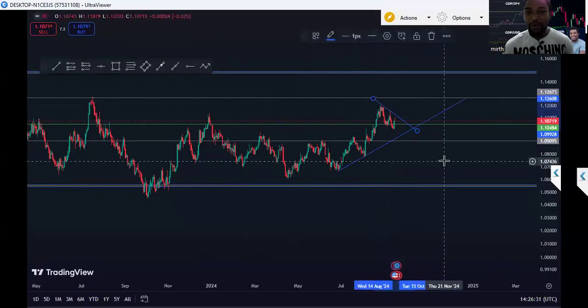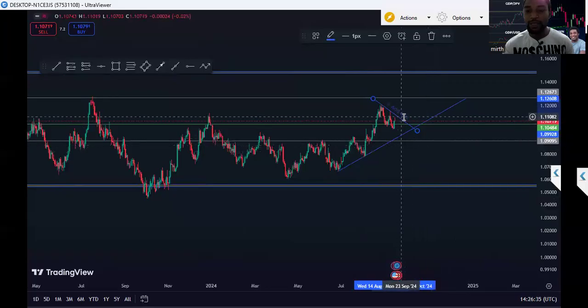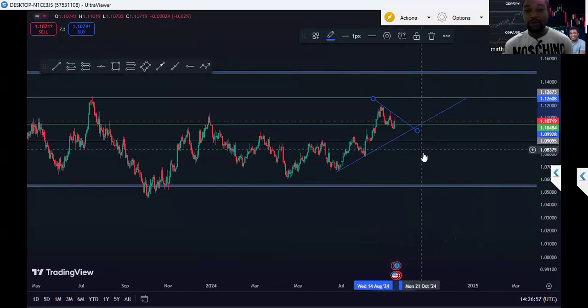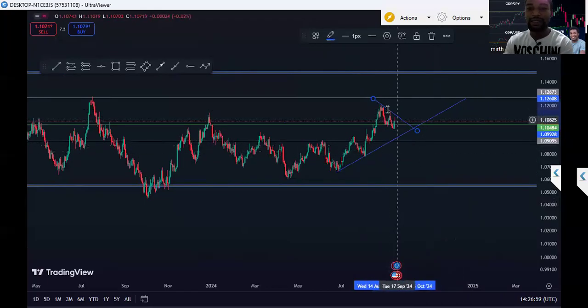However, before I'm going to trade the upside for Euro USD, I want to see a candle break, a daily candle break from this trend line. That is only when the upside is going to be valid for Euro USD. I want to see a candle break of this counter trend line on Euro USD. However, this might not break yet.